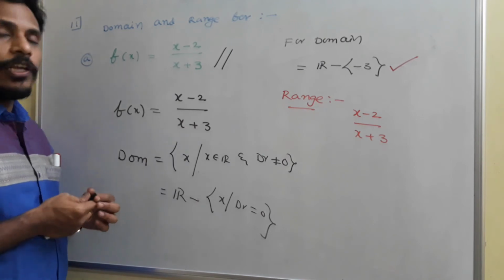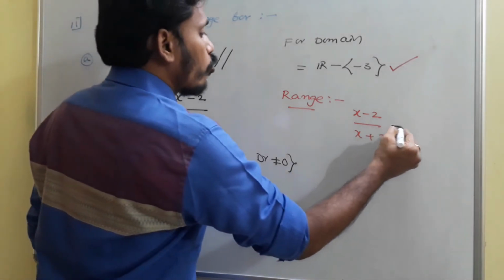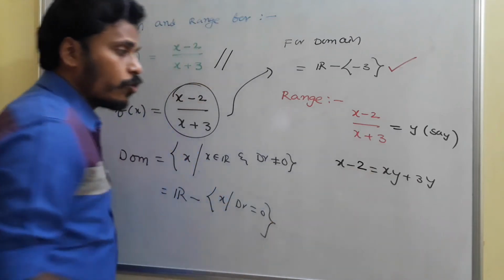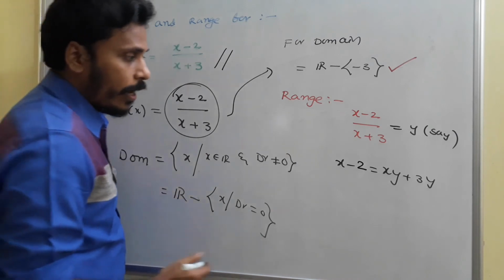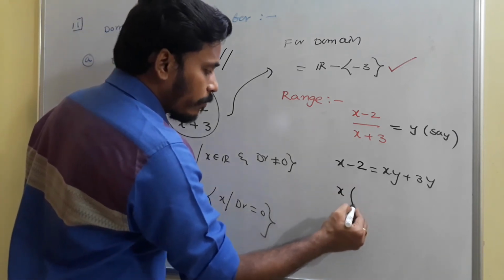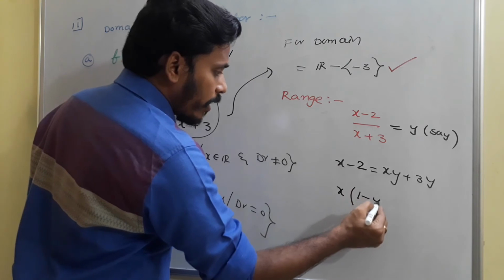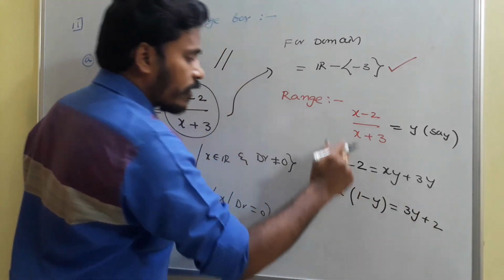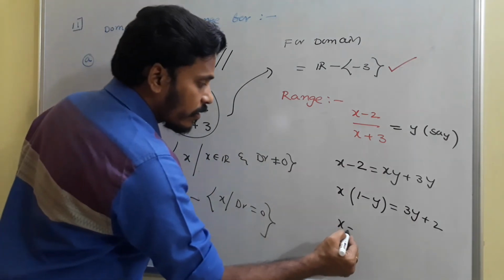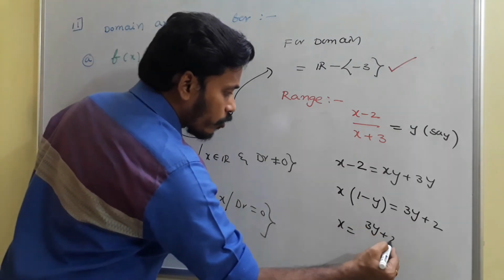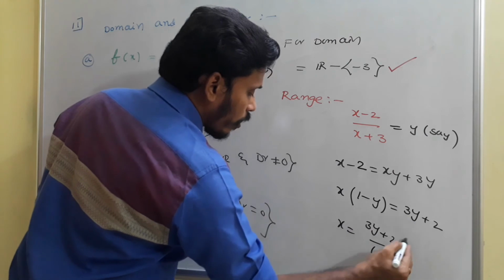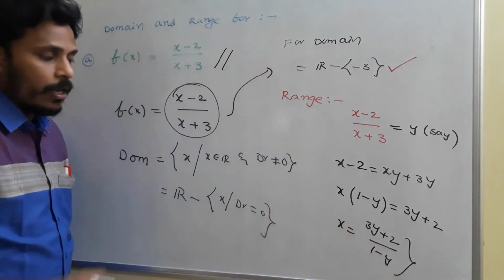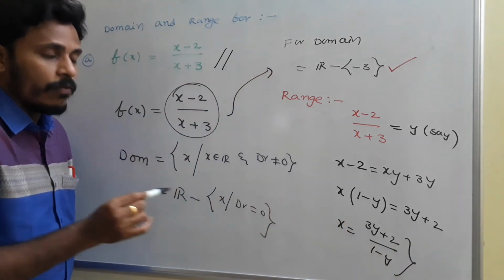To find its range, take (x minus 2) by (x plus 3) equals y, so x minus 2 equals xy plus 3y. Try to make x the subject. x times (1 minus y) equals 3y plus 2, by sending this minus 2 to that side. And x equals (3y plus 2) divided by (1 minus y). Okay, you are getting a similar type of expression.